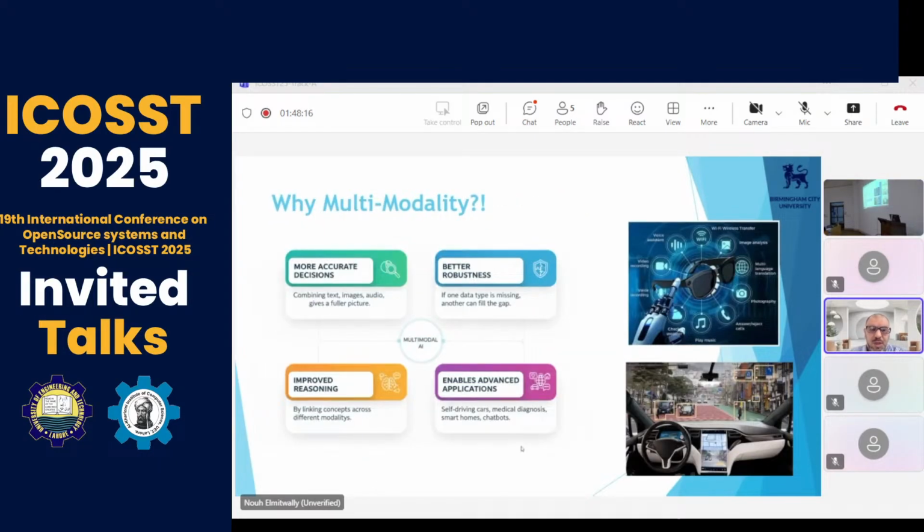Let's move to the heart of the definition now. So why bother with all these complexities? The benefits are immense. Firstly, more accurate decisions. By combining text and images and audio, AI gets a much fuller and more comprehensive picture of situations. Secondly, better robustness. And thirdly, improved reasoning. And finally, it enables advanced applications.